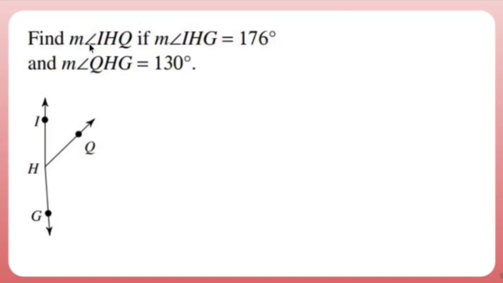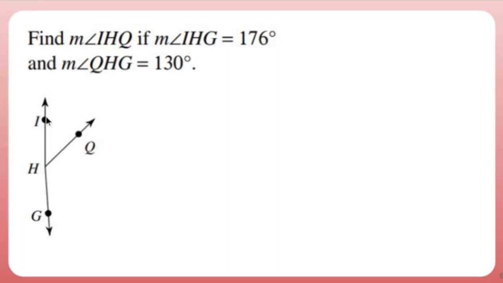This means the measure of angle IHQ. So find the measure of angle IHQ if the measure of IHG is 176 degrees and the measure of QHG is 130 degrees. This is going to use what's called the angle addition postulate. The angle addition postulate says if I have two angles like this one right here and this one right here, glued together, I can add them up and equal that whole thing right there.